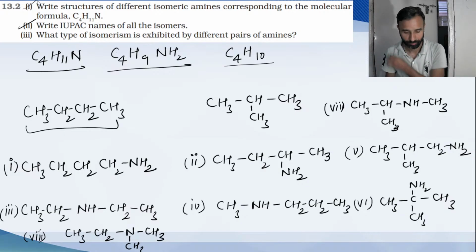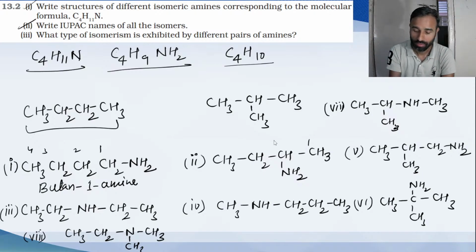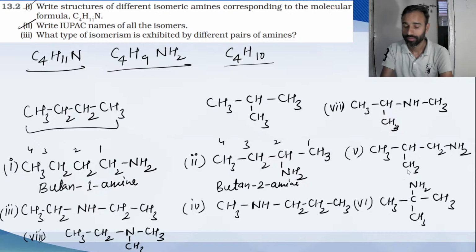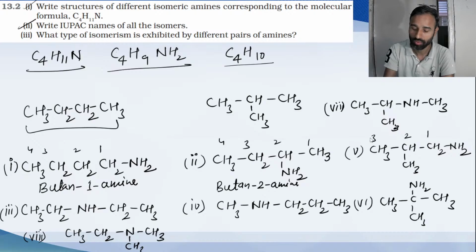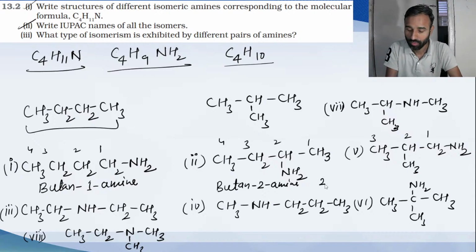Now IUPAC names. So what is the name of the first one? It is butane-1-amine, because NH2 is at position 1. Next is butane-2-amine. This one, 1, 2, 3, that is 2-methylpropane-1-amine. 2-methylpropane-1-amine, right?